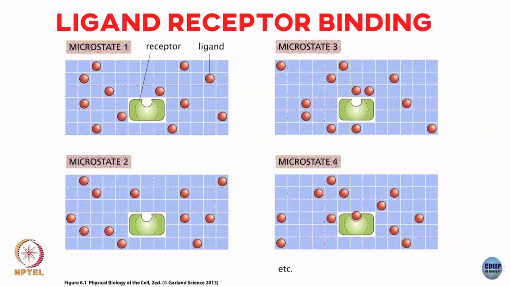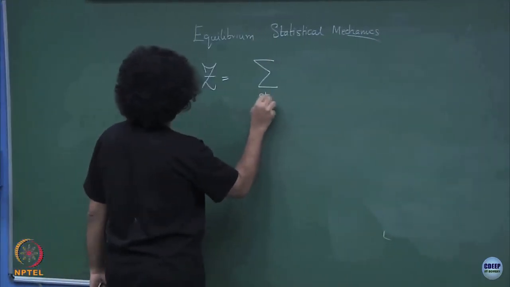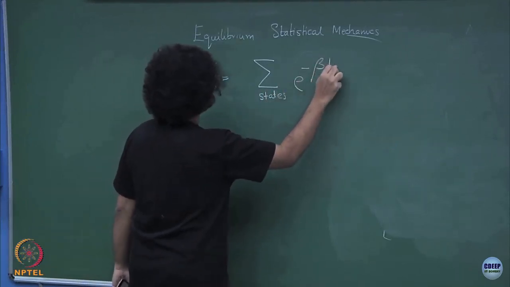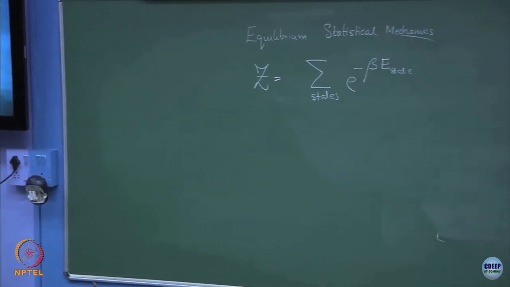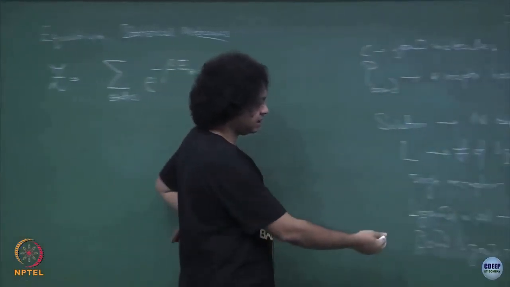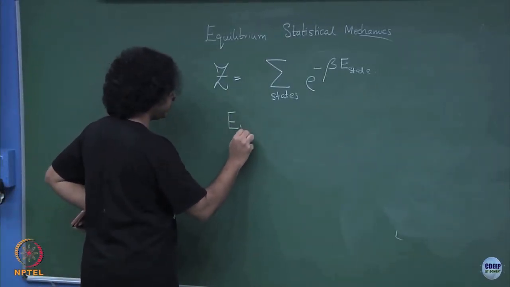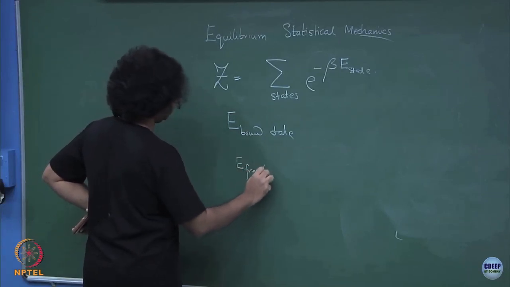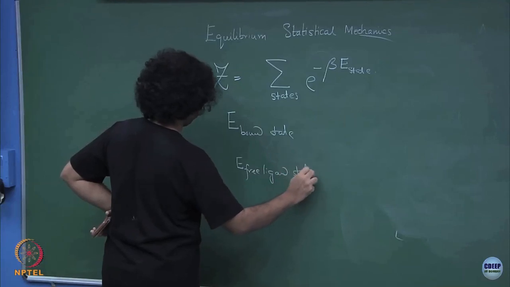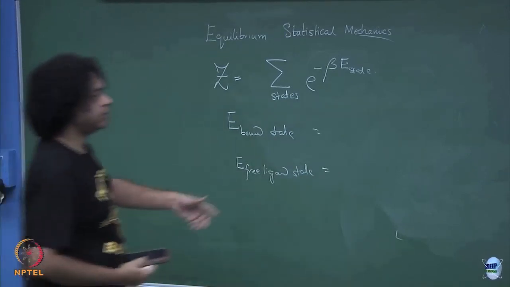So what we'll first do is calculate the partition function. Remember, the partition function is the sum over all states of the Boltzmann factor, e to the power of minus beta times the energy of that state. Okay. Now, let me say broadly, there are two states, one state in which a ligand is bound to a receptor and another state in which the ligand is unbound. So, you will have an energy of the bound state and an energy of the free ligand state. Okay. So, if you have a ligand bound to the receptor, what will be the energy of the system as a whole?